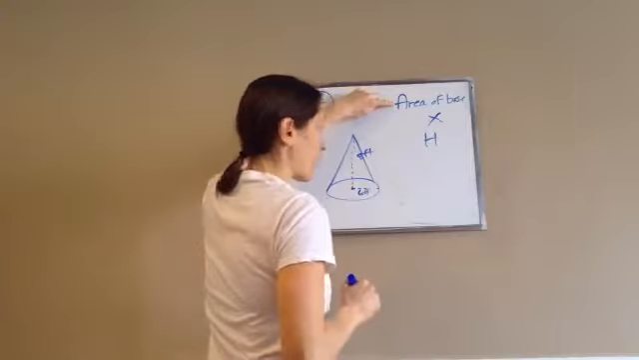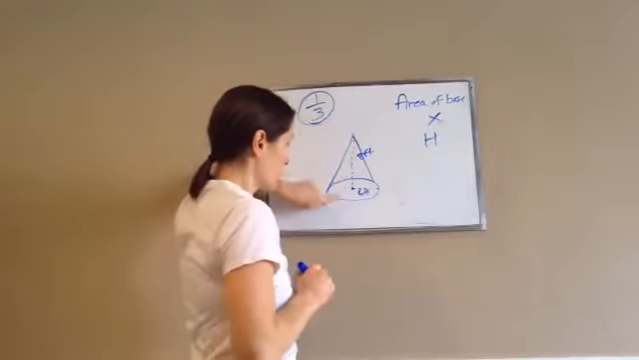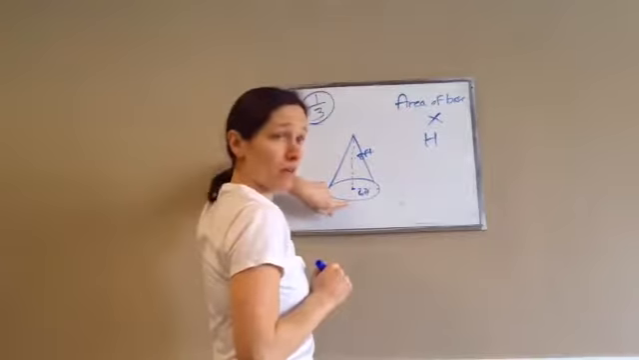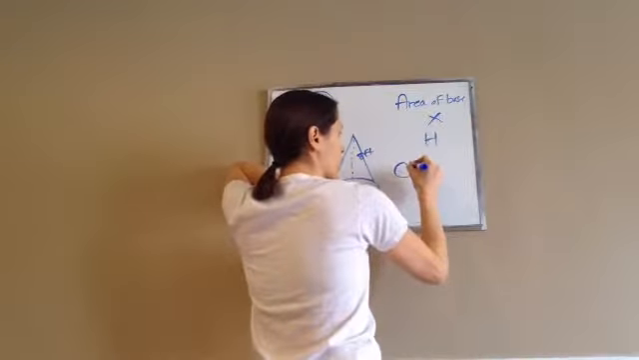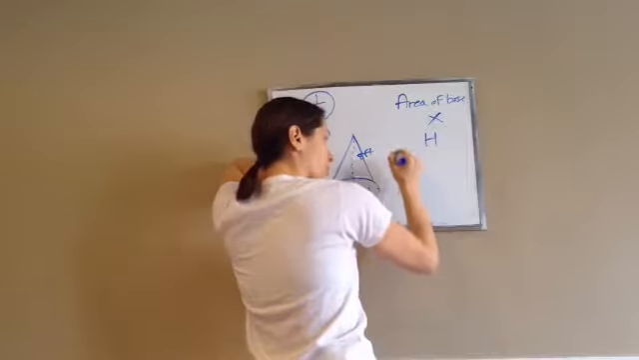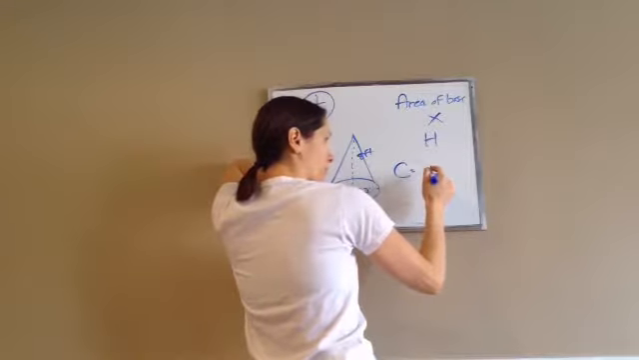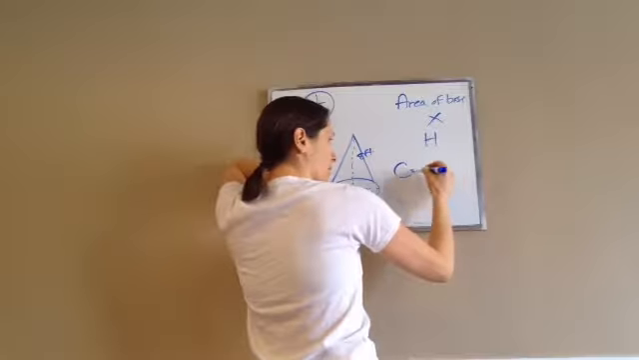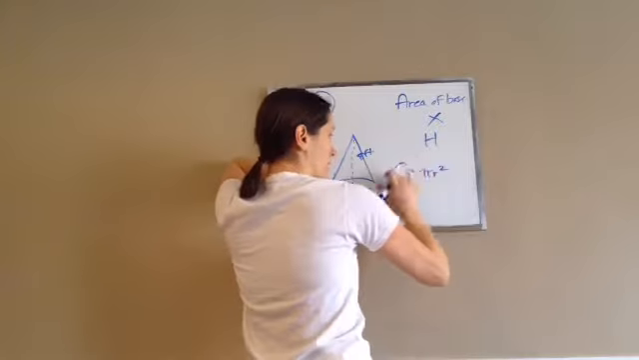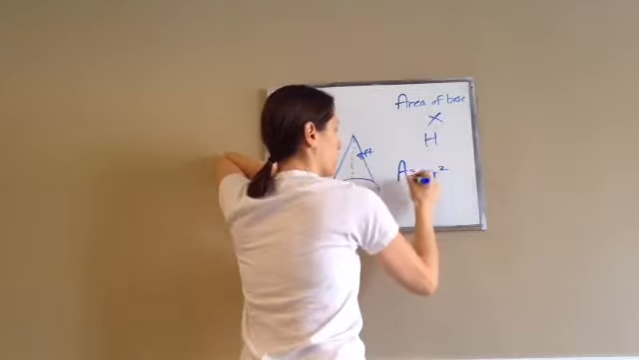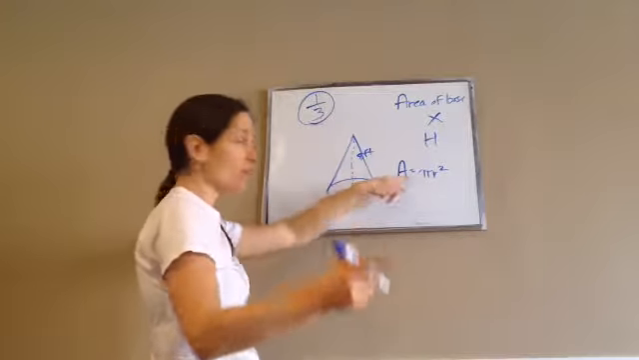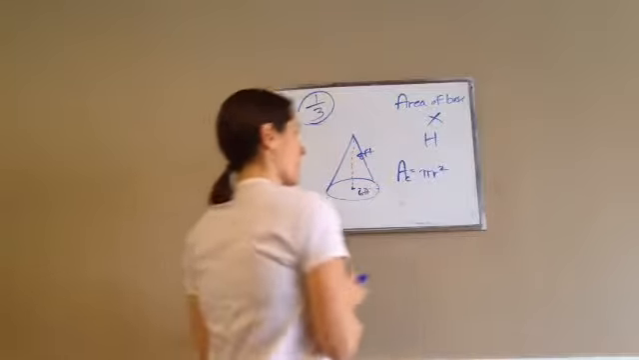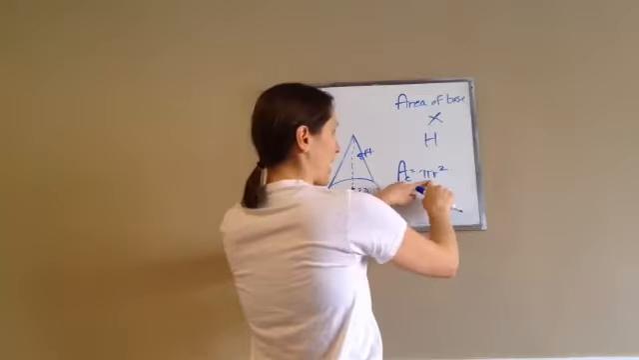So what is my base? 6. No, what is my base? Oh, it's a circle. Because my base is a circle, what is the formula for the area of a circle? Do you remember? It's pi r squared. That's the area of a circle. I'm going to put A sub C, area of circle. Okay, so the area of a circle is pi r squared.